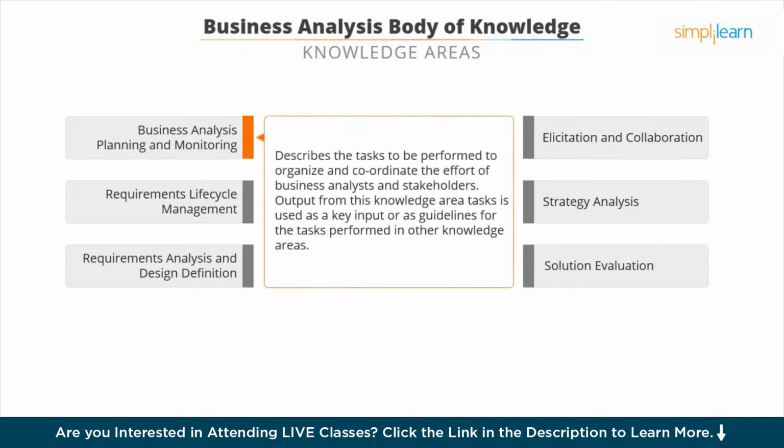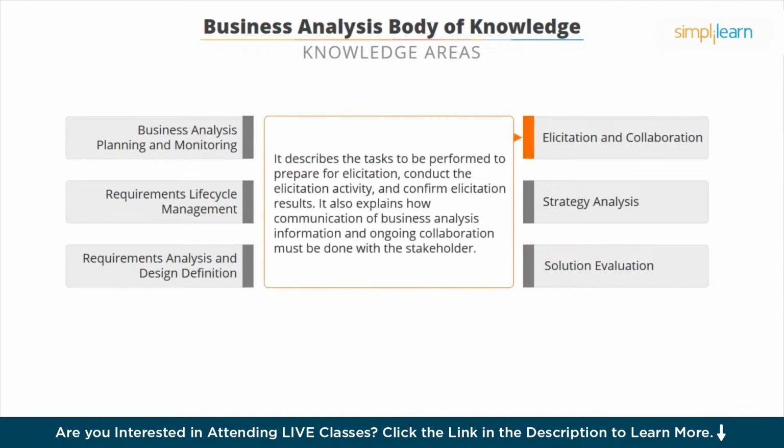The Business Analysis Planning and Monitoring knowledge area describes the tasks to be performed to organize and coordinate the effort of business analysts and stakeholders. Output from the tasks performed in this knowledge area is used as a key input or as guidelines for the tasks performed in other knowledge areas. Elicitation and collaboration describes the tasks to be performed to prepare for elicitation, conduct elicitation, and confirm elicitation results. It also describes how communication of business analysis information and ongoing collaboration must be done with stakeholders.